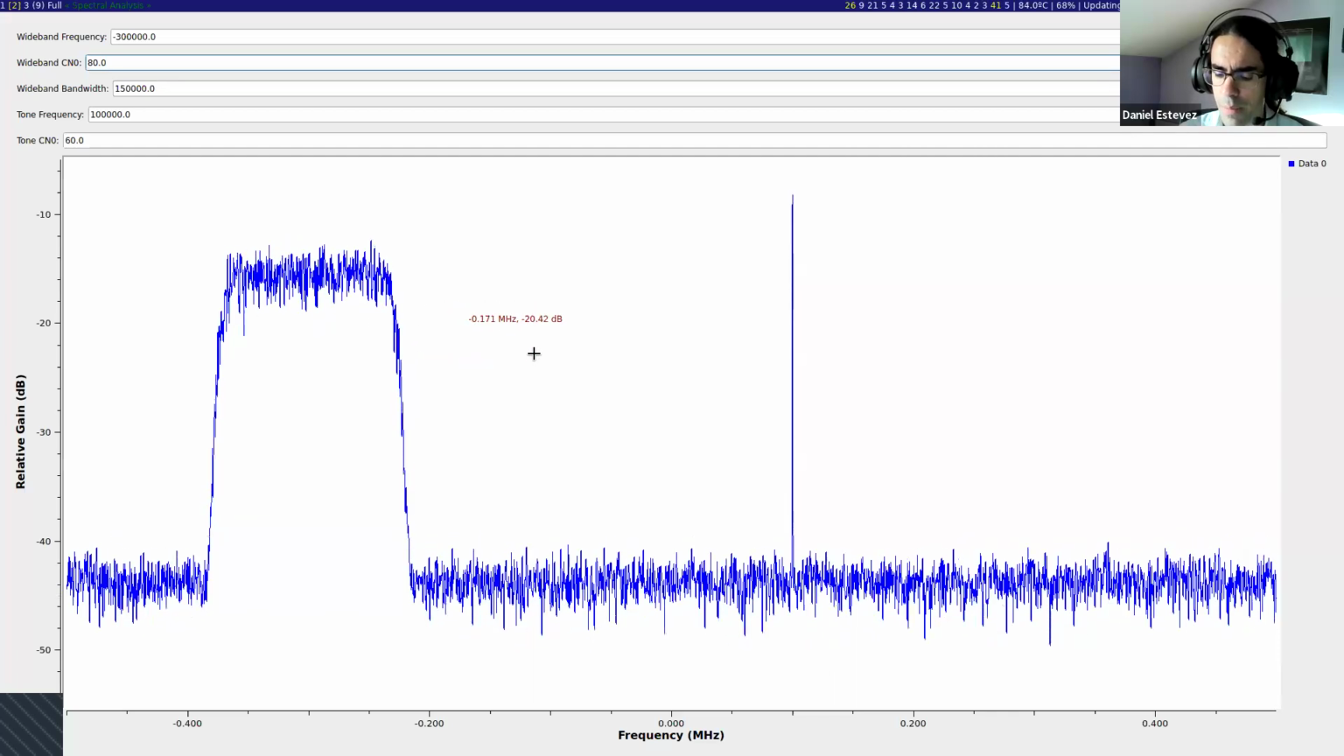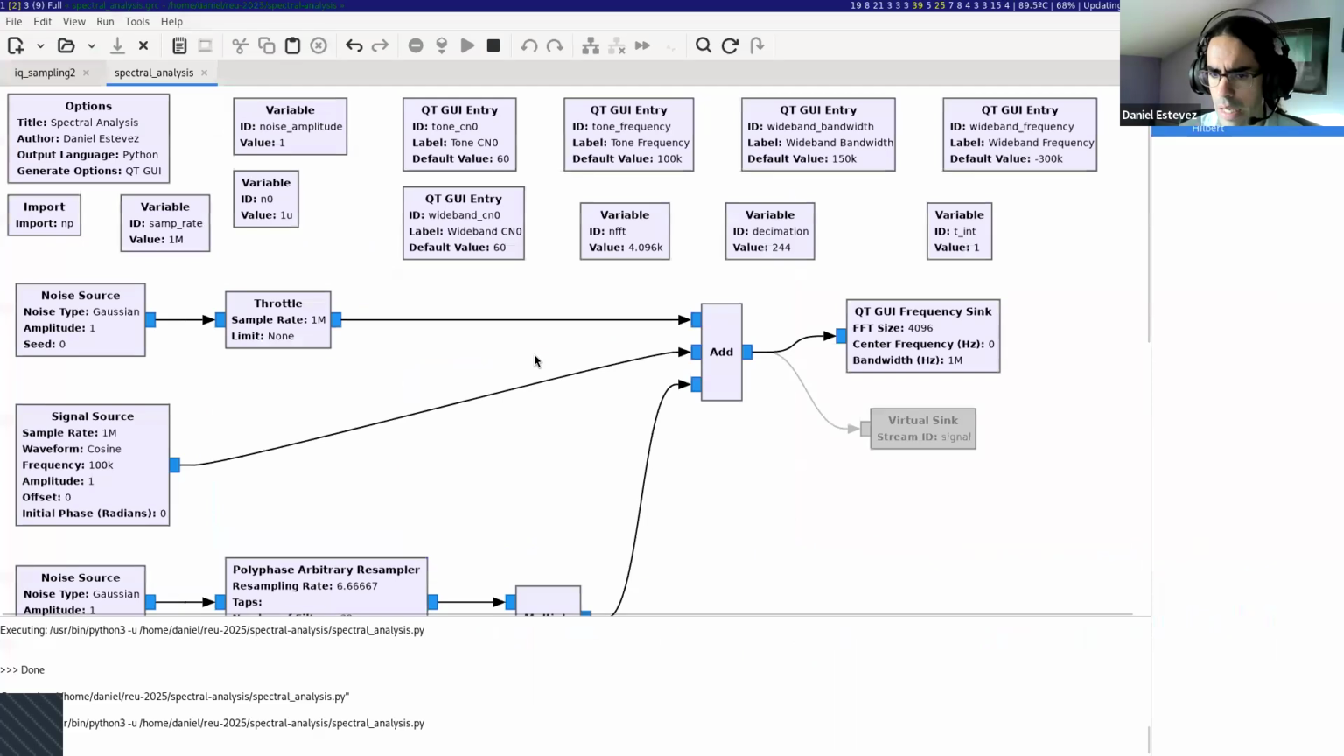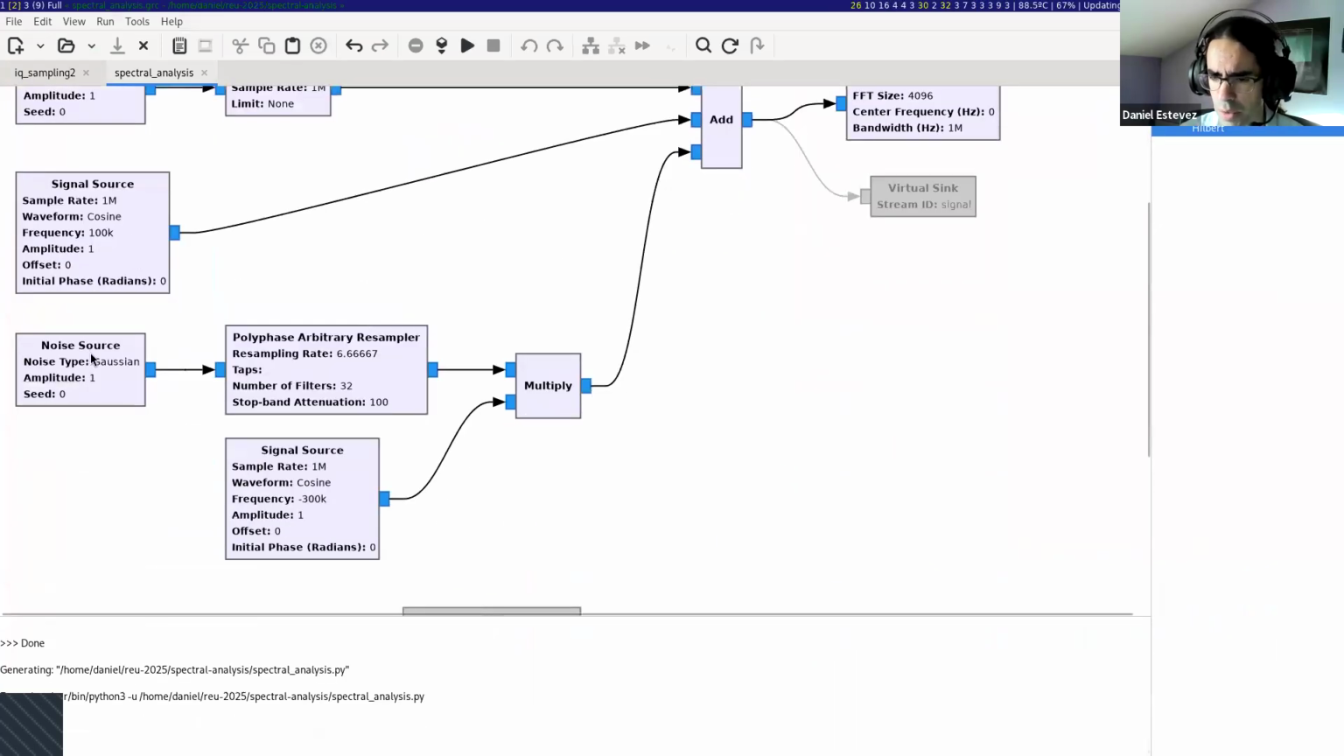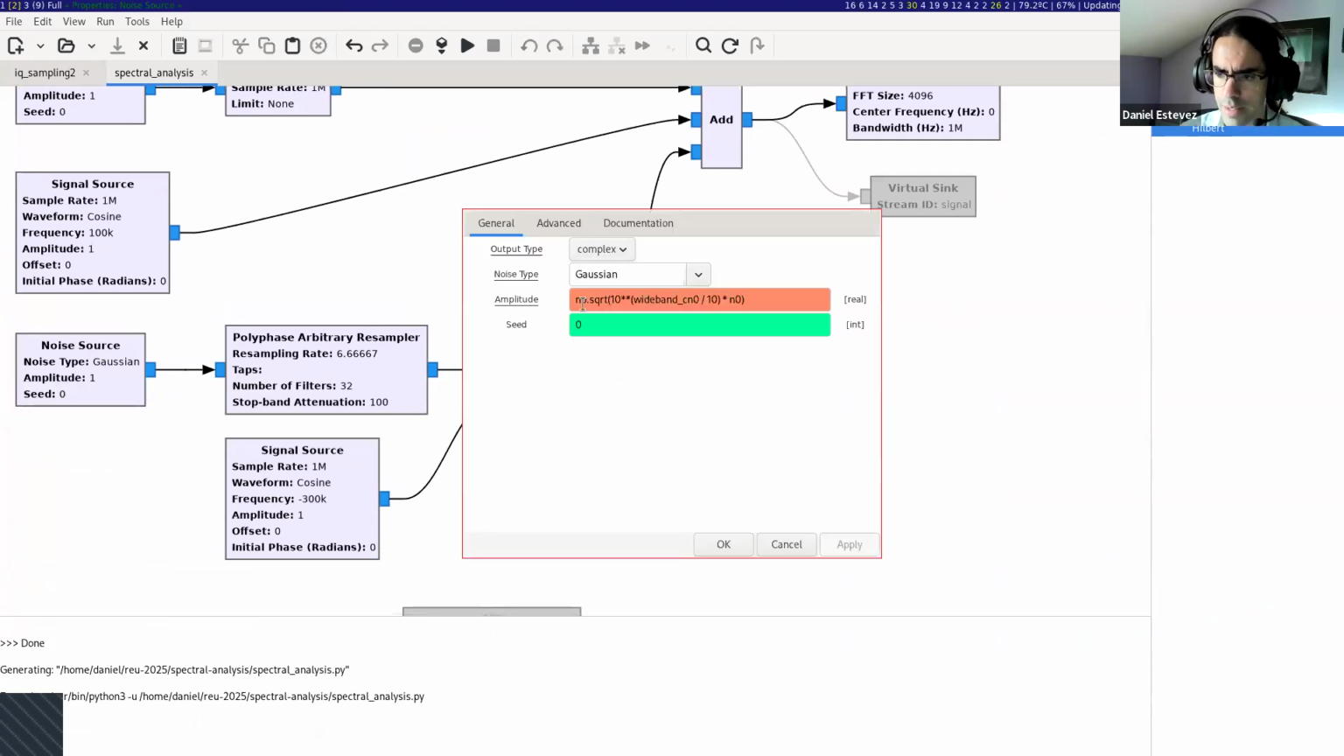How can we generate them in GNU Radio? Well, an easy way is to start with noise. So since the thing we want to do is to generate noise, but only in a certain part of the spectrum, let's begin just by generating noise. And we know how to do that. This noise, the amplitude is the same formula as before to set the CN0, except I'm using a different variable.